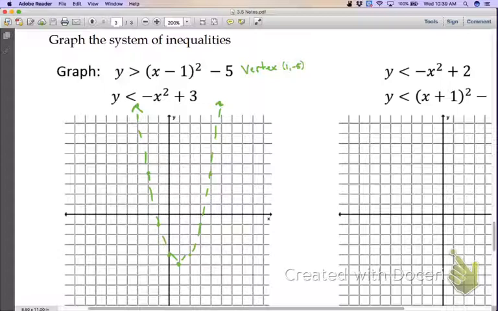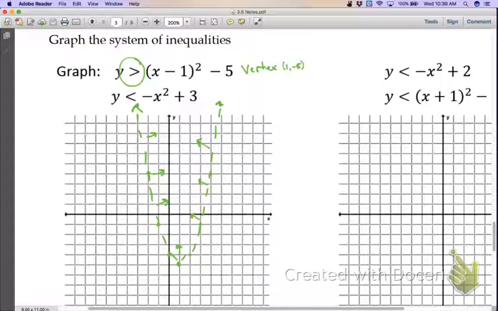Now, this is where I wouldn't shade it. I would draw my little bitty arrows. Is it going to be above or below? It's greater, so it's going to be everything up here. I just draw the arrows, especially on this one, so it's basically filling up the cup.